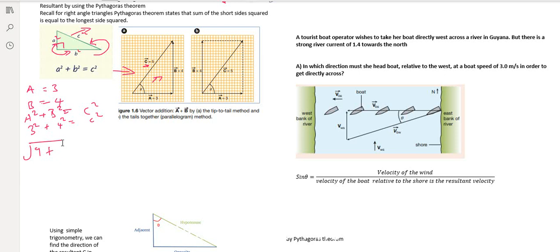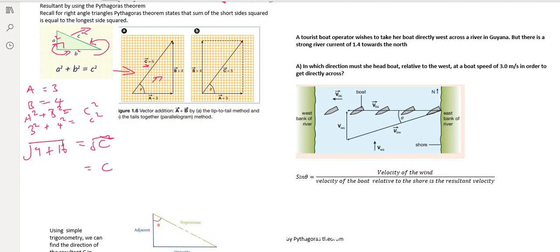9 plus, we know that 4 squared is 16, is equal to c. Well, let me just rewrite this. So the opposite of a square root is square. So if I have both of them on the same side, it's going to cancel out. So that's how we would get rid of the square.